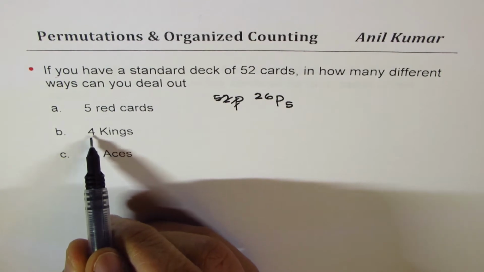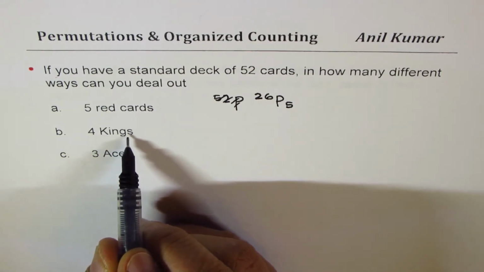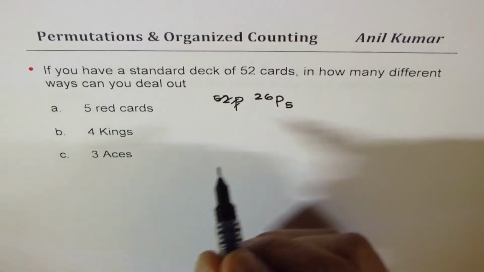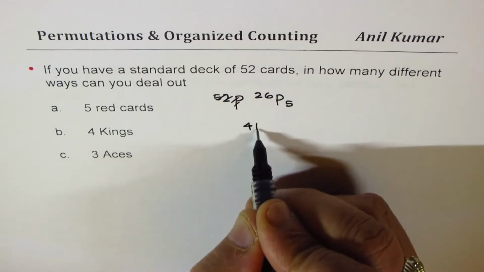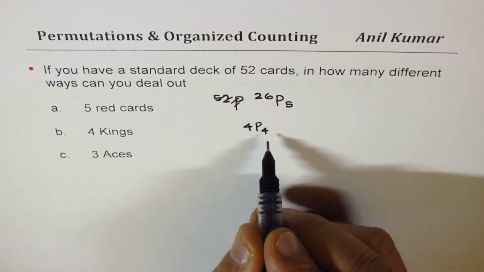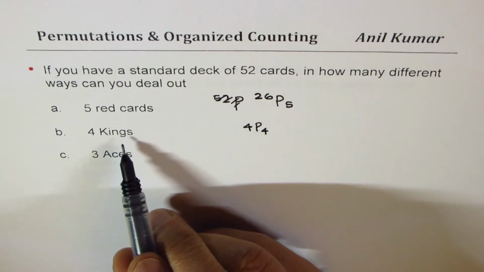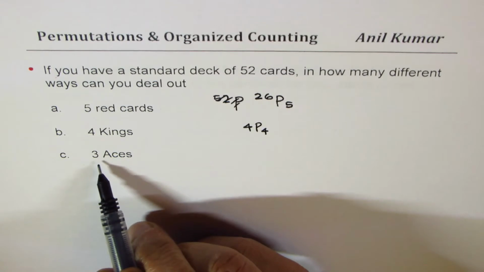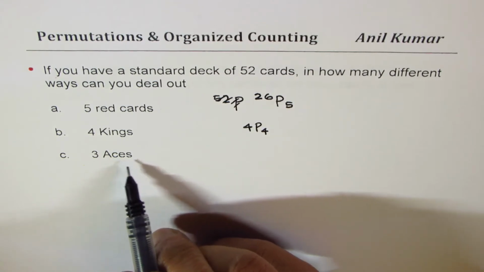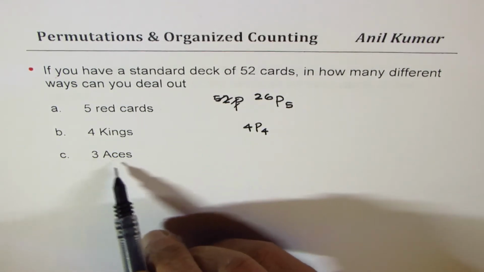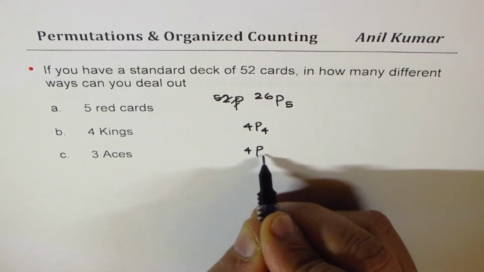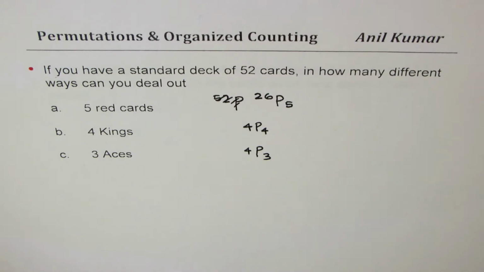As far as 4 kings are concerned, there are only 4 kings in a pack of cards. So there are 4P4 ways of dealing them. All kings are distinct: we have spades, hearts, diamonds, and clubs. For 3 aces, you have to deal 3 aces. There are 4 aces in all, and we have to get 3. So these are the total number of ways.